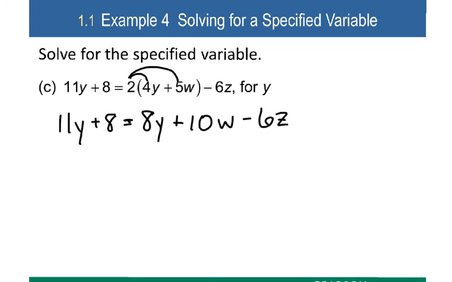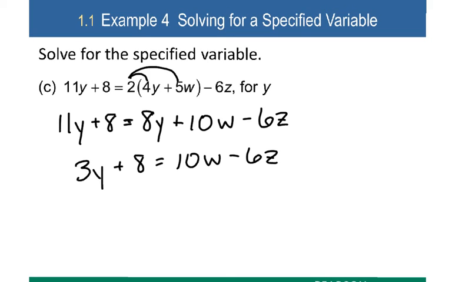So we have a y on both sides of our equation. We have 11y here and an 8y here. So combine the two of them. Simply subtract 8y from both sides, and we have our y's put together. Whenever we subtract the 8y from both sides, we end up with the 3y plus 8 is equal to 10w minus 6z.